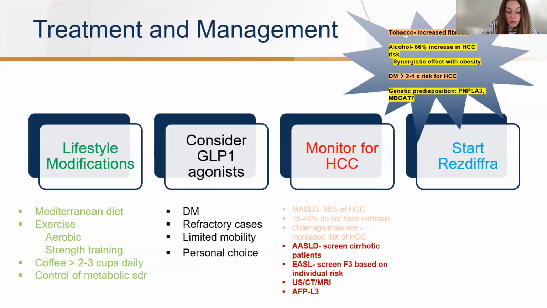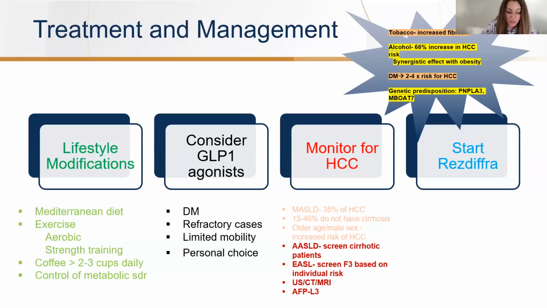Though we do have to acknowledge that these more invasive tests come with the drawback of contrast administration, higher cost, and sometimes insurance denial. We do check an AFP level, specifically AFP L3, which has a higher accuracy in early HCC detection in patients with and without cirrhosis.